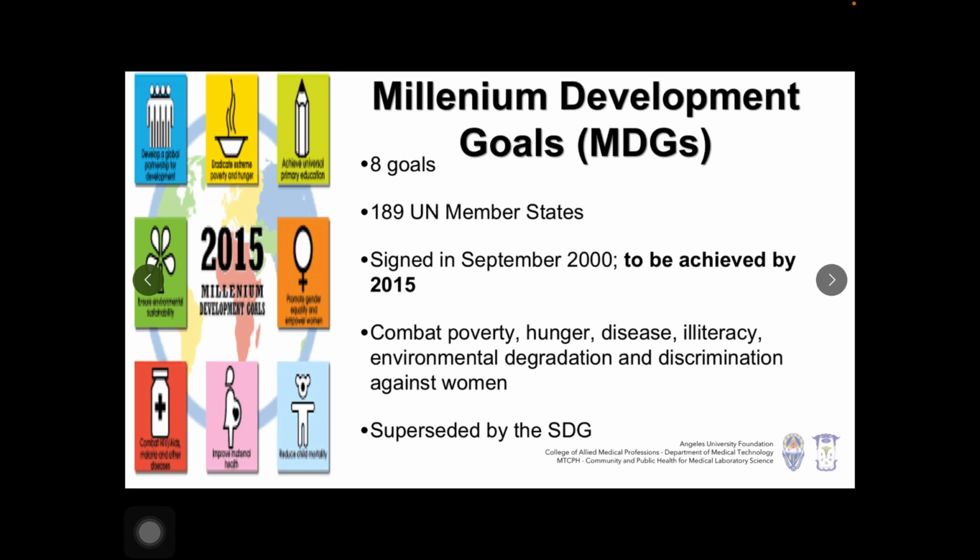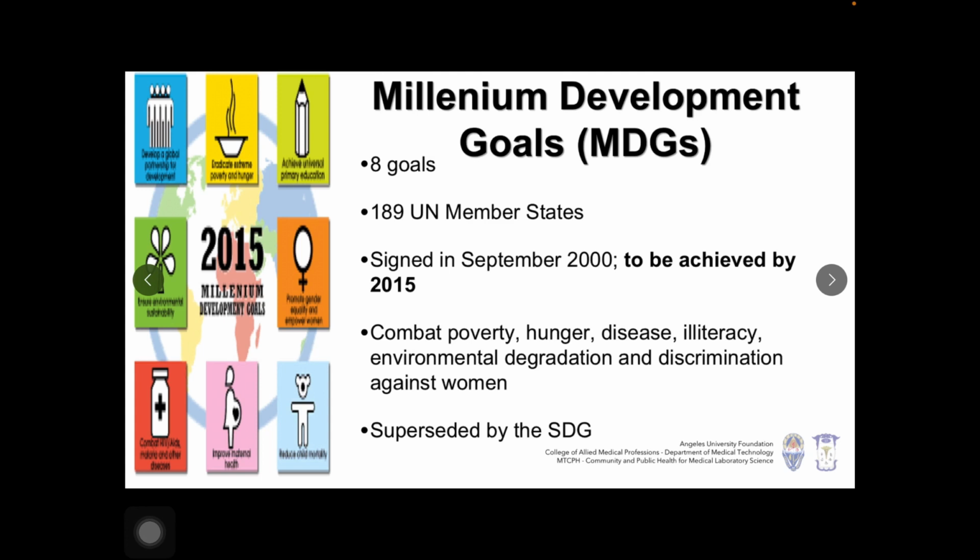The United Nations Millennium Development Goals were 8 goals that all 189 UN member states, which include the Philippines, have agreed to try to achieve by the year 2015. The United Nations Millennium Declaration, which was signed in September 2000, committed world leaders to combat poverty, hunger, disease, illiteracy, environmental degradation, and discrimination against women.